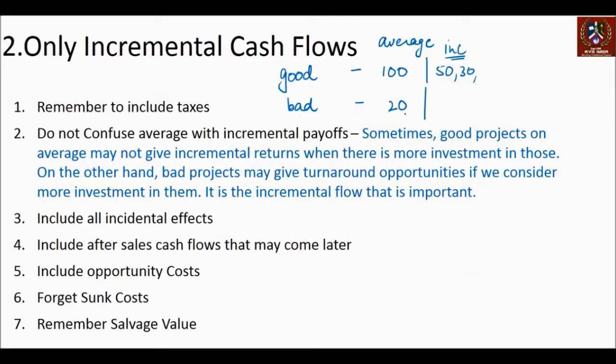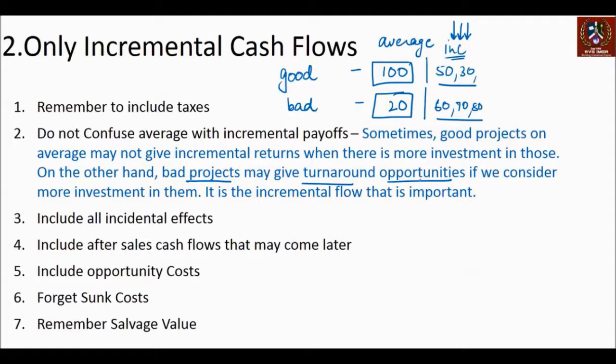Here, you're getting 20 on whatever you've invested, but incremental payoffs may be 60, 70, 80, right? Sometimes bad projects may give turnaround opportunities if we do more investment in them. So remember that this 100 and this 20 is not important. That's already happening. The new investment is only going to consider what incremental cash flows we are getting, which is this 50 and 30 and this 60, 70, 80.